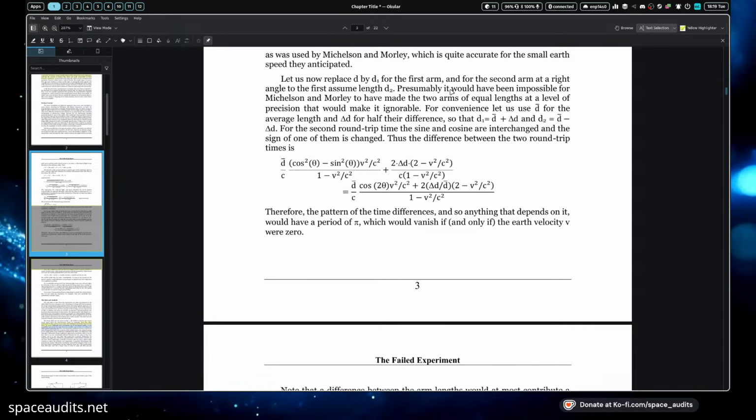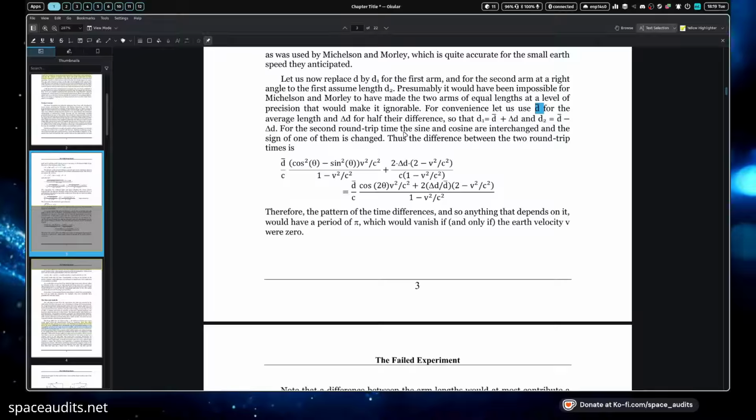Presumably, it would have been impossible for Michelson and Morley to have made the two arms of equal length at the level of precision that would make it ignorable. For convenience, let us use D bar for the average length and delta D for the half of their difference, so that D sub 1 is equal to D bar plus delta D, and D sub 2 is equal to D bar minus delta D.